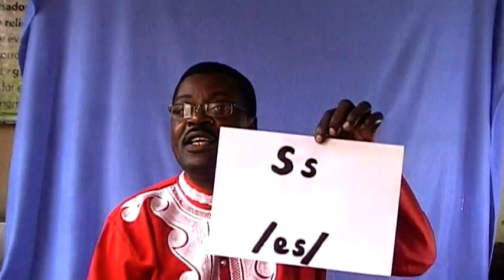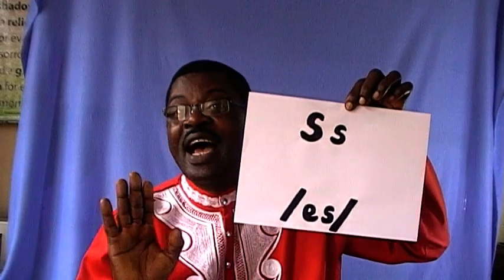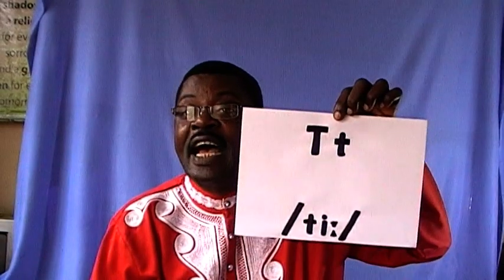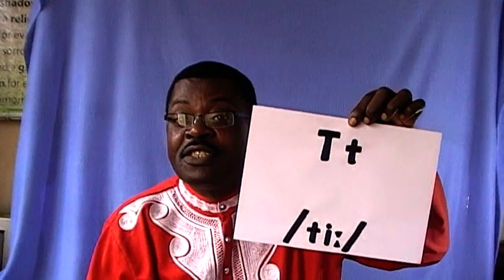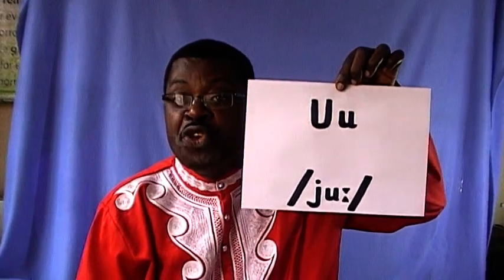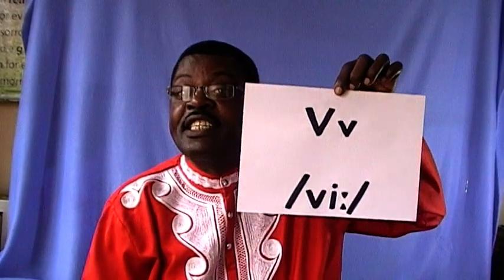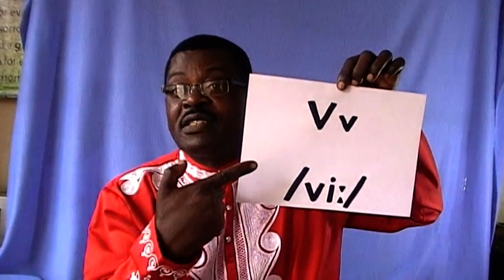Now, let's move to the next letter. The next letter is right here. You say letter S. Simple and clear. Then, the next letter is also fairly simple, and you say letter T. So, get it right. Then, after T, we have letter U. The name of this letter is U. Then, from letter U, we go to letter V. That is the name of this letter.